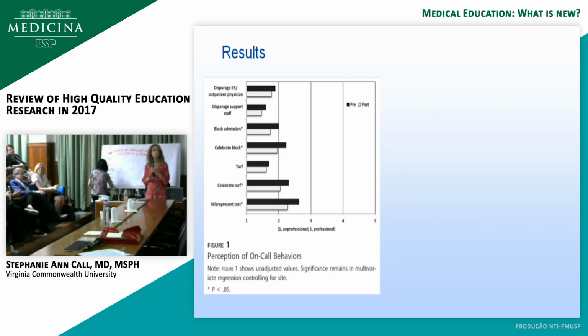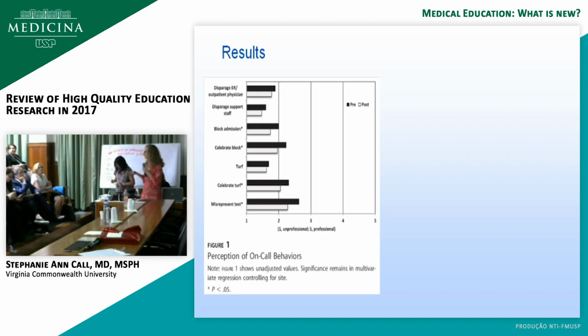So to look at some of the results, on this graph, down the left-hand side are the lists of things that are classified by these authors as unprofessional behaviors in medical residence. So saying not so nice things about their emergency medicine colleagues or other colleagues in the profession, primary care providers. Maybe disparaging support staff, so saying not so nice things about their nurses, their pharmacists with whom they work. Blocking admissions or trying not to bring a person into the hospital to potentially avoid work. Turfing, maybe trying to move a patient to a different service, not theirs, and then misrepresenting test results. So it happens here too. Okay, so there you have it.